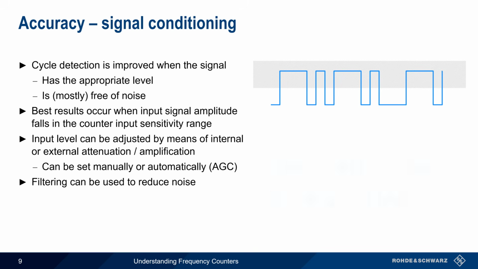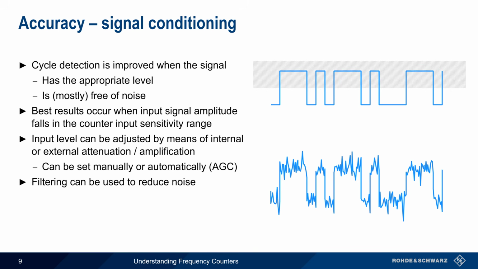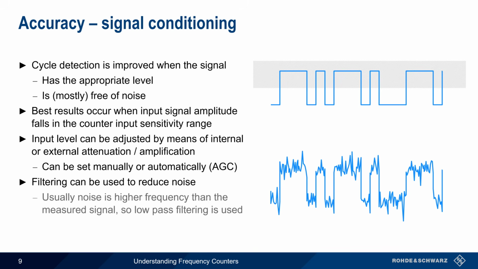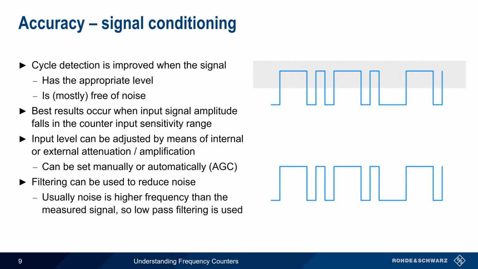In the case of noise, filtering can be used. In frequency counter applications, noise tends to be higher frequency than the measured signal, so low-pass filtering is used. This filtering can be implemented using either analog filters or by using digital or DSP-based filters.